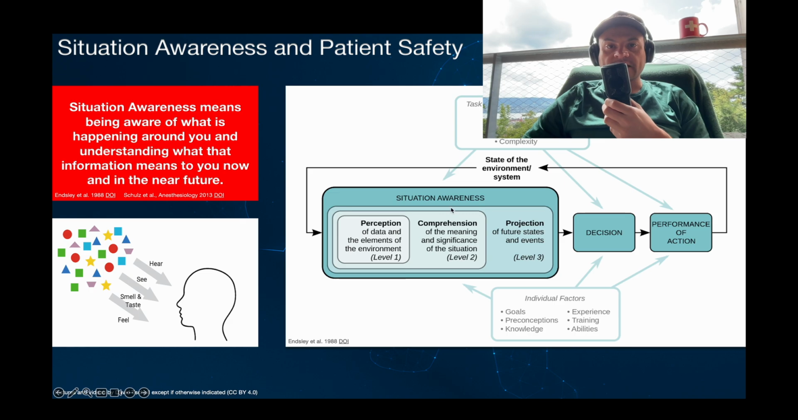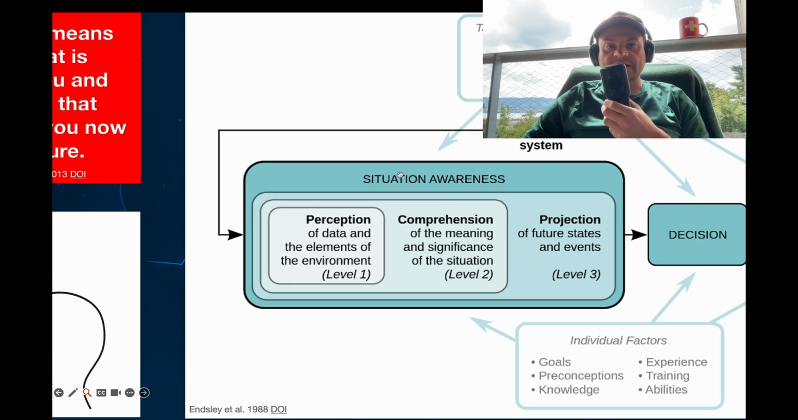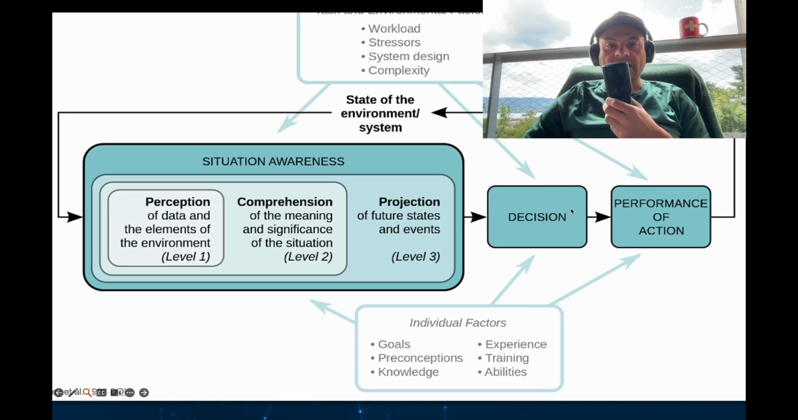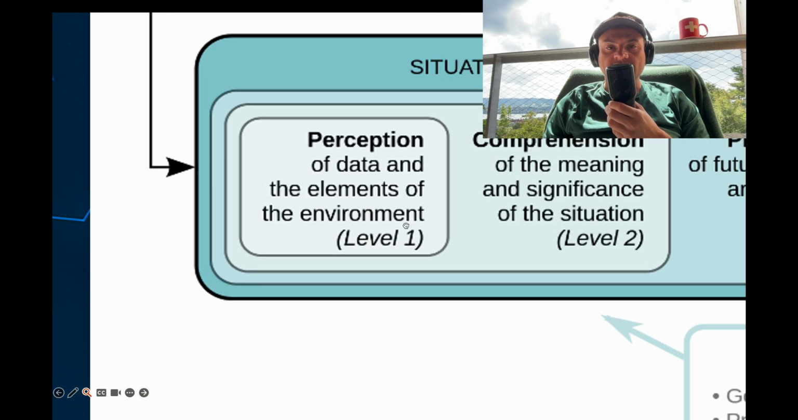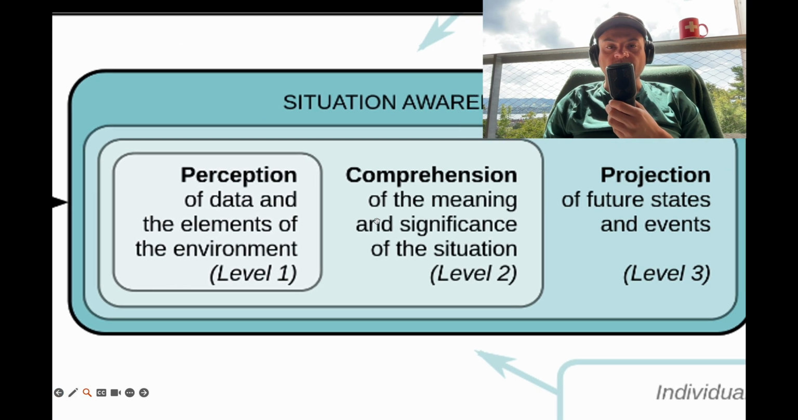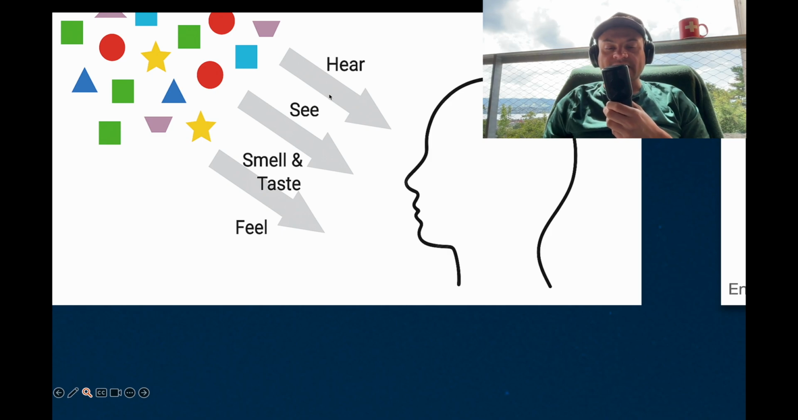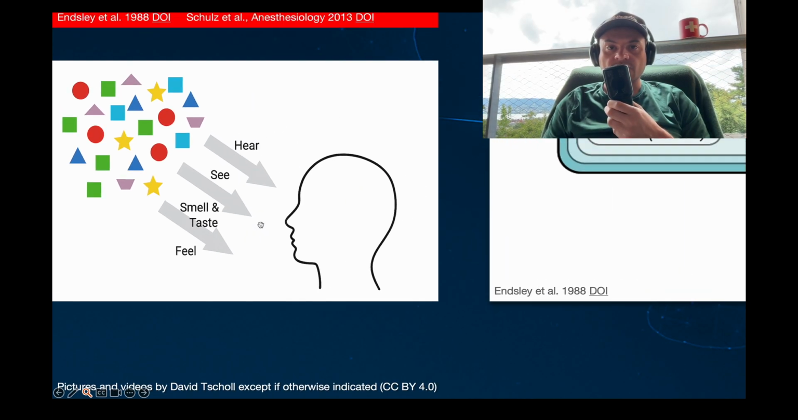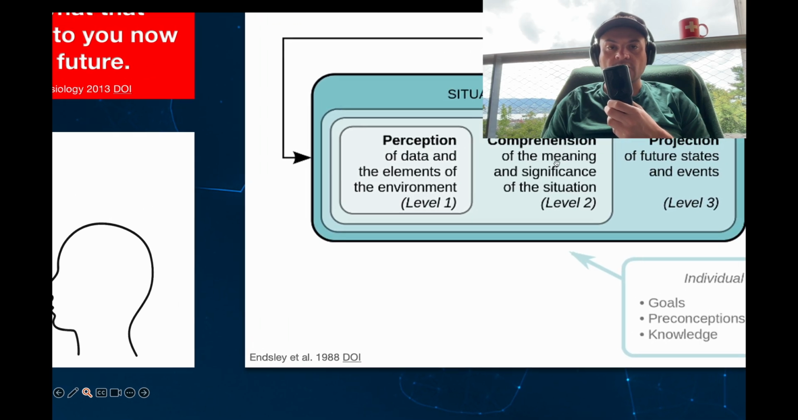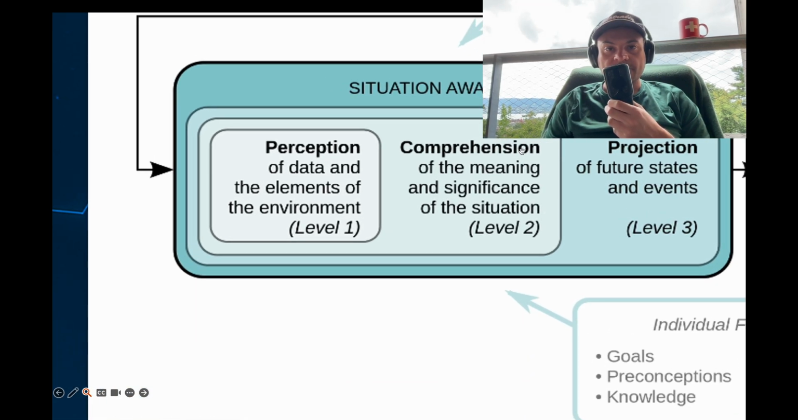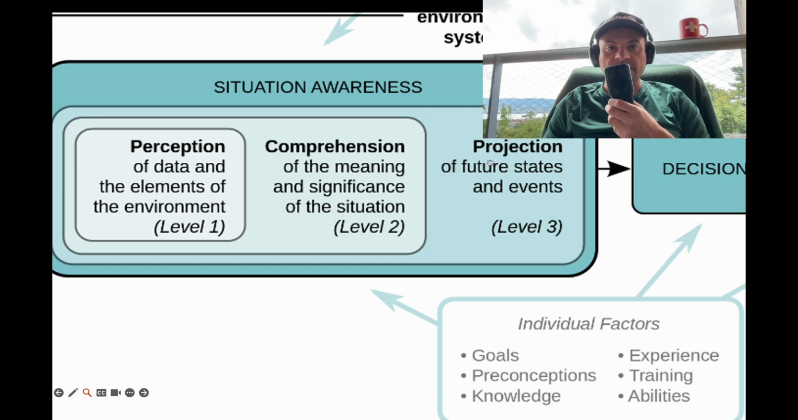As a very short recap, situation awareness is the basis behind all of our decision making. Without good situation awareness, we cannot make good decisions, and without good decisions, we cannot perform good actions. The first step in gaining situation awareness is perceiving the elements around us in our system. We do this predominantly by seeing, but also by hearing, smelling, tasting, feeling. In the second step, we turn these elements into meaning. We comprehend them. And in the third step, we make a short-term projection of what is going to happen in the near future.